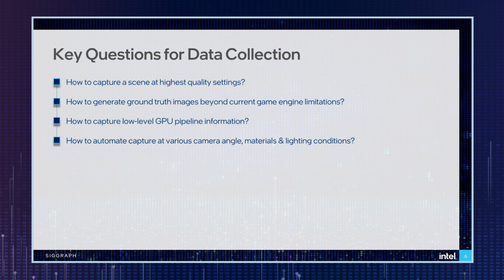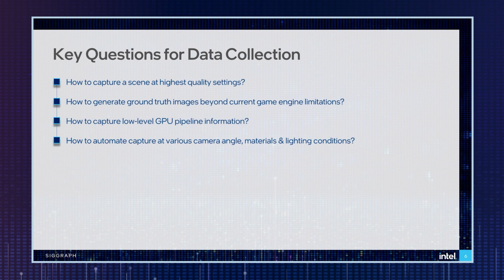And in some cases, how to generate a ground truth image beyond the current game engine limitations. For example, fur and caustic rendering are very trivial to do in modeling software, but require a lot of effort to get in a game engine. So those are the things where we can use Blender to collect ground truth data that is beyond the game engine's limitations. And then, how to capture the low-level GPU pipeline information. This is hierarchical information that we have access to any time a GPU renders a primitive.